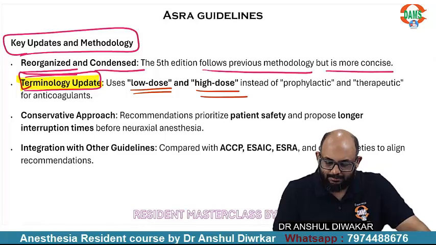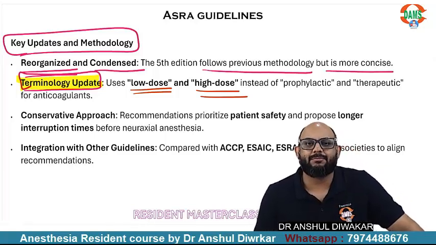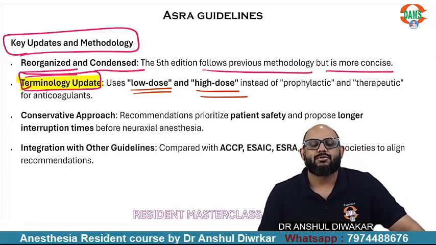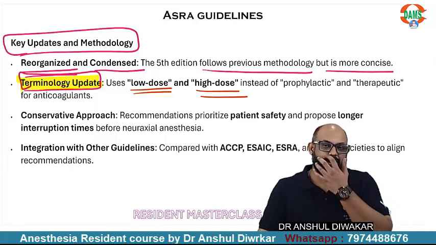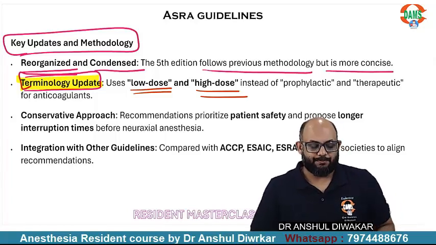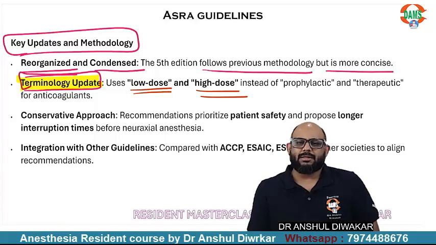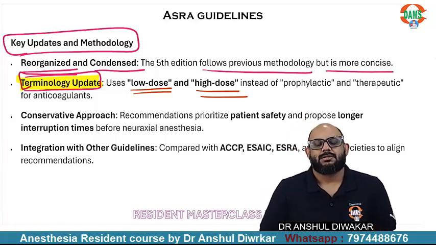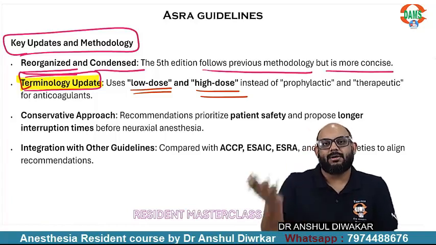The reason is very simple. A low dose for someone can be a high dose for someone else. So it has to be based on dosing. Suppose you are giving rivaroxaban to a patient, and according to you, it's a low dose DOAC, but that patient has renal failure, so his creatinine clearance is less than 50. Automatically that low dose will become a high dose.